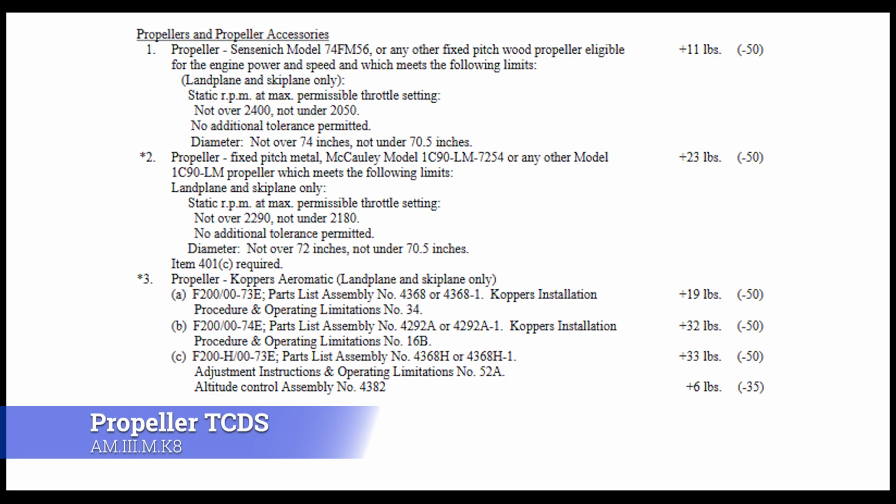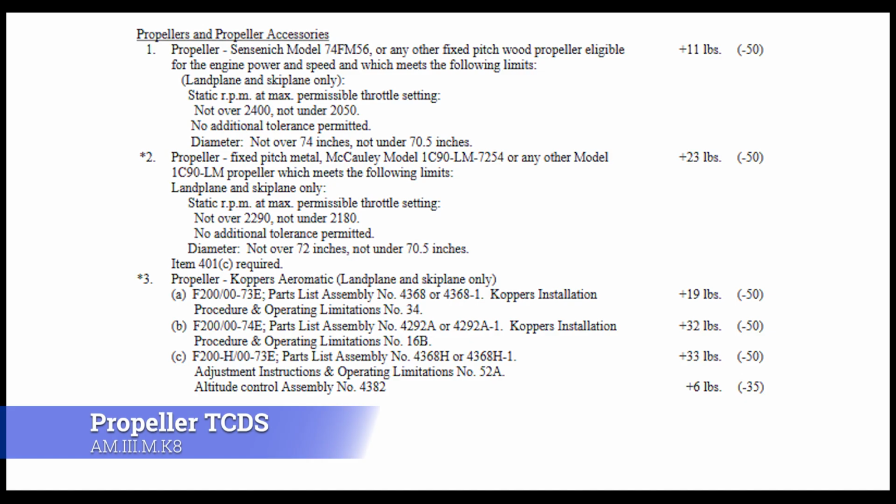Okay, so this is a snip from the TCDS off of a Piper Cherokee, and this kind of gives you an idea of the different types of props that you can end up having on an aircraft. So first you have a Cincinnati Model 74 FM 56 or any other fixed pitch wood propeller eligible for the engine power and speed, which meets the following limits. And so you'll see that the max permissible throttle setting is 2400, but not under 2050. So it could max out at 2400, but never be below 2050.